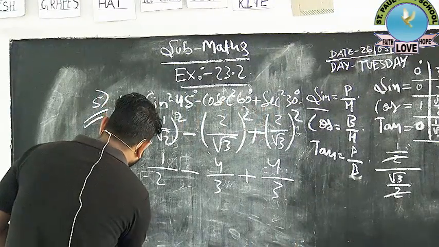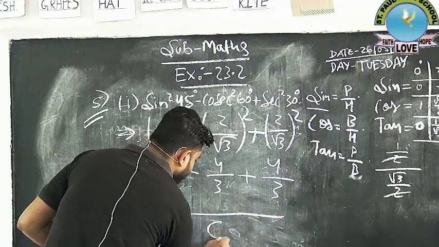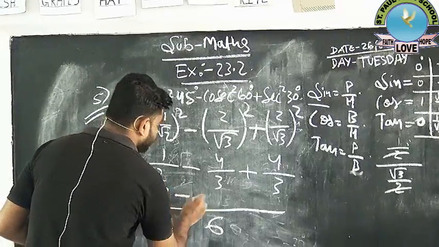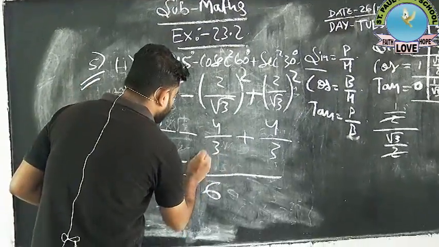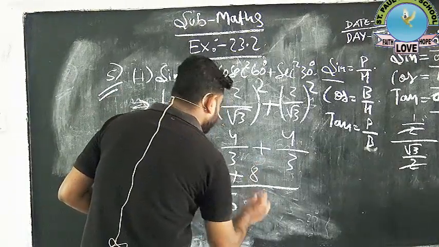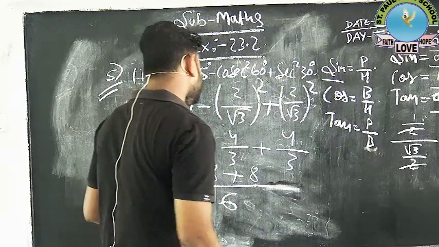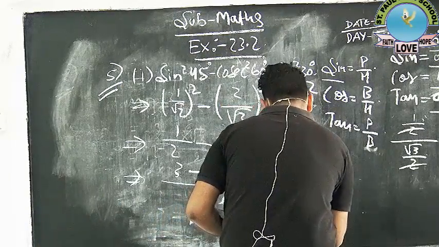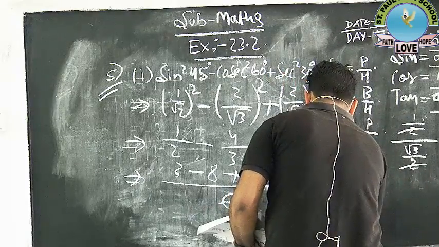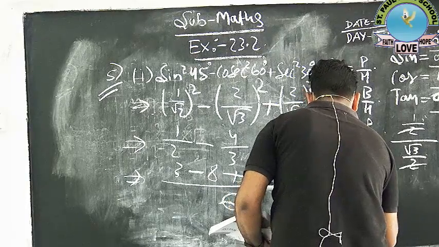After that you have to do the LCM. If you do the LCM, it is 6. 2 3s are 3 minus 3 2s are 8 plus 3 2s are 4 2s are 8. After this you can add 8 plus 3, 11, 11 minus 8, that is 3 by 6. We can cut. The answer is 1 by 2.